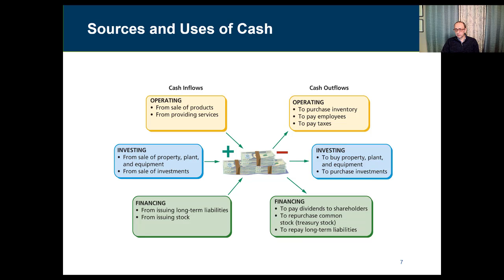And for the third category, financing activities, the inflows would be from issuing long-term liabilities or issuing stock, and the outflows would be to pay dividends to shareholders, or to purchase common stock like treasury stock, or to repay long-term liabilities.